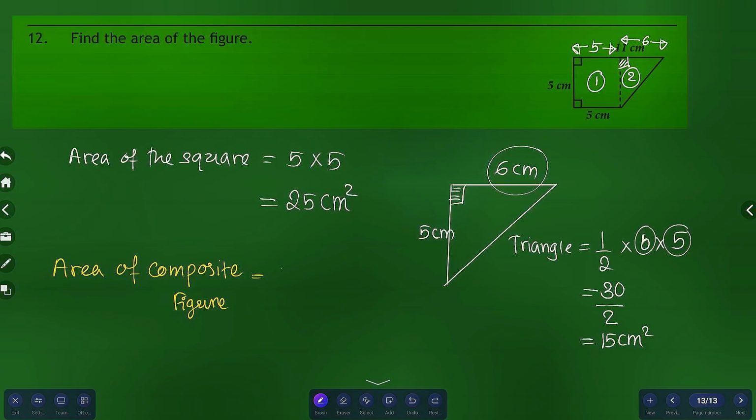So the area of the square is 25. Area of the triangle is 15. So 25 plus 15 is 40 square centimeters, right? Is that correct? If you know how to find the area of a trapezium, you will get the area of the trapezium using this equation.